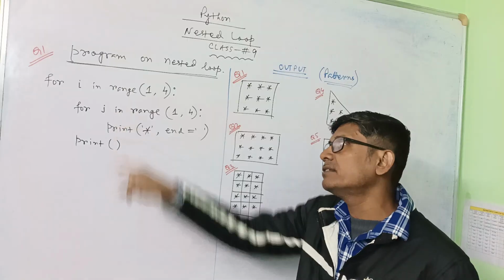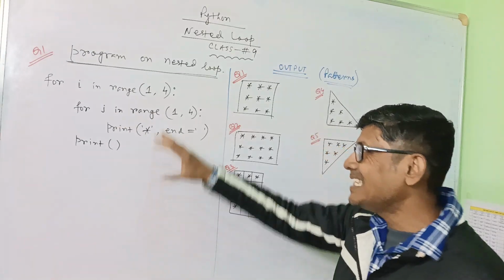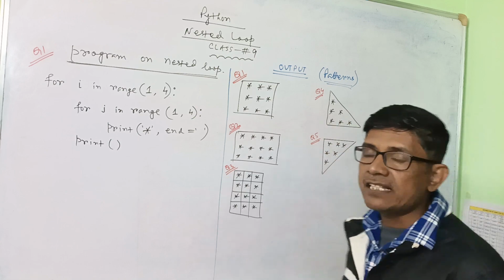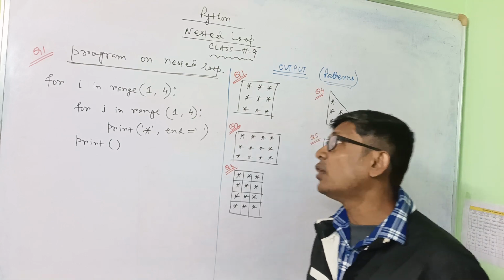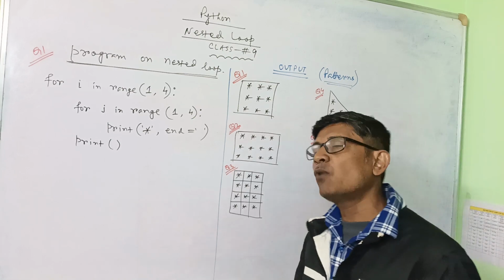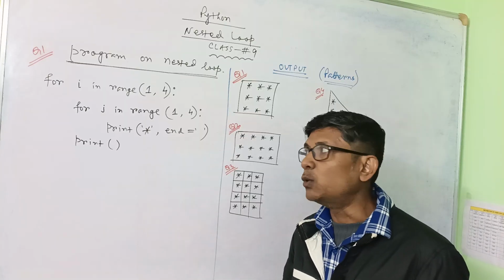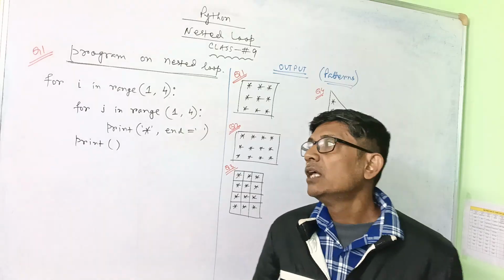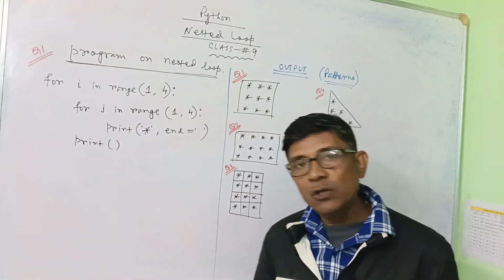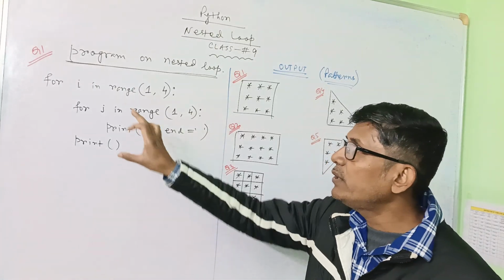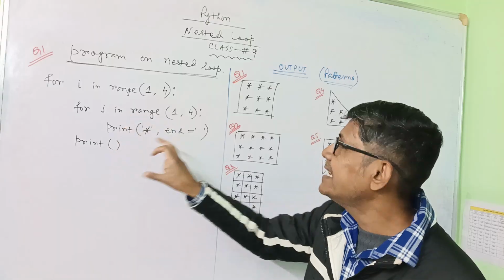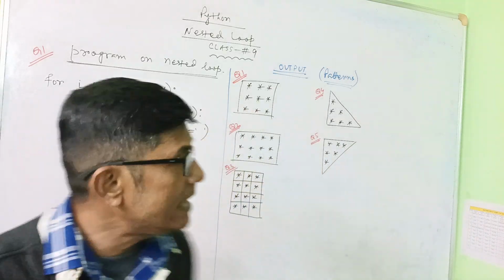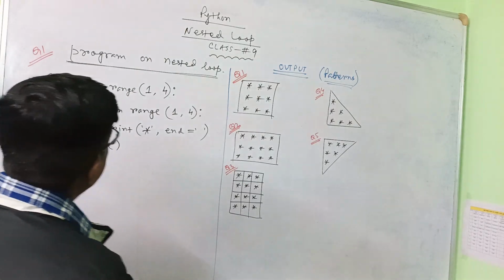I'm showing you this program, and I will modify it a little bit to get all these shapes. So first of all, what we are learning today is nested loop. I'm showing you using the for loop. You can do it using the while loop also. Today I'm showing you the nested for loop. Now let us see the first pattern.